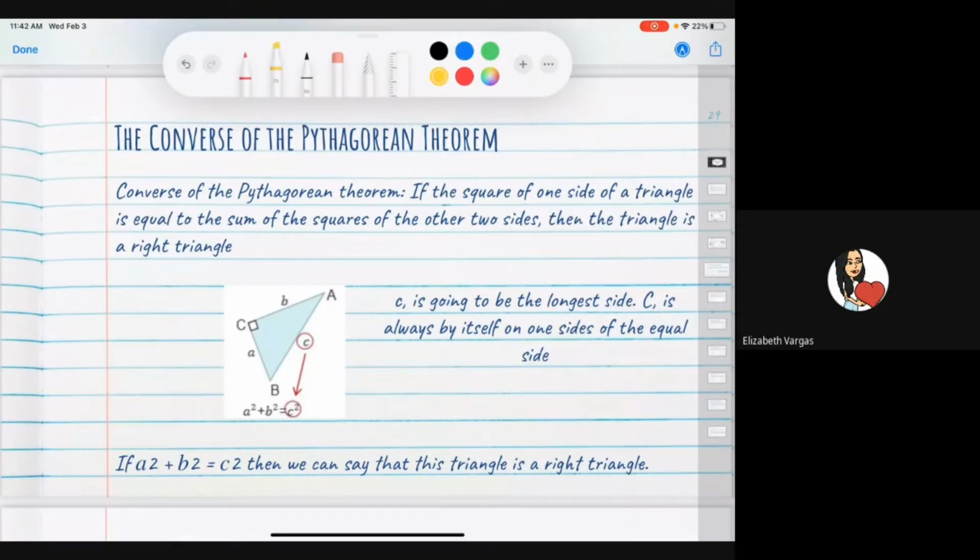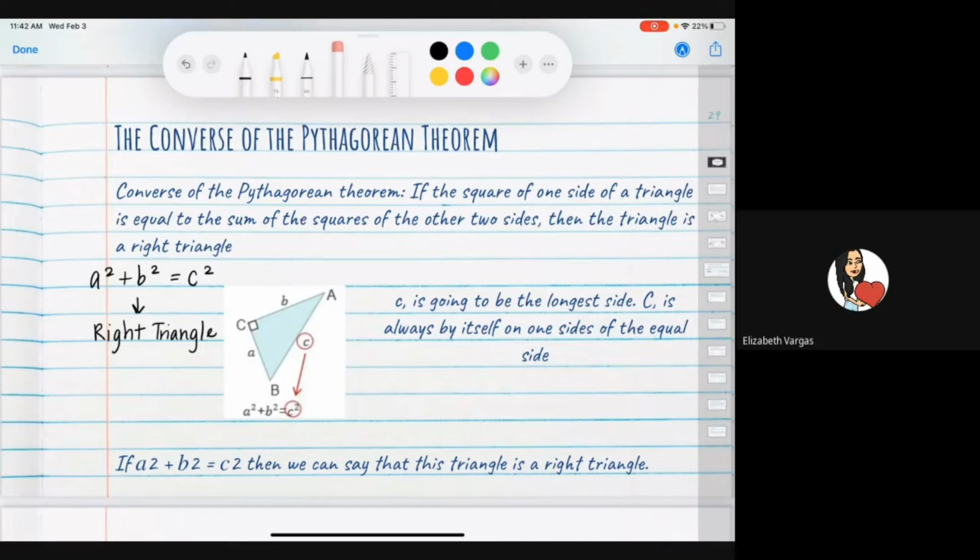So the converse of the Pythagorean theorem states that if the square of one side of a triangle is equal to the sum of the squares of the other two sides, then the triangle is a right triangle. So that's what we saw before. If we can prove that a squared plus b squared is equal to c squared, then I can prove that it is a right triangle. Right?